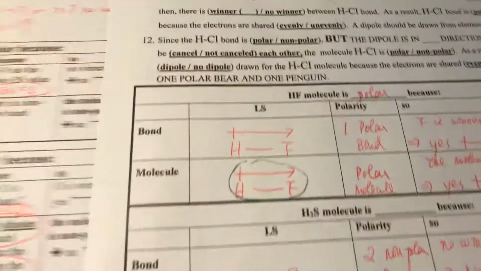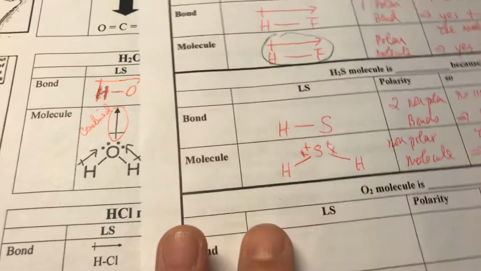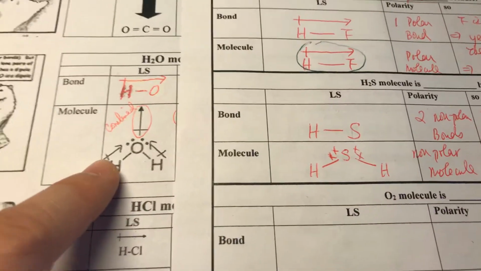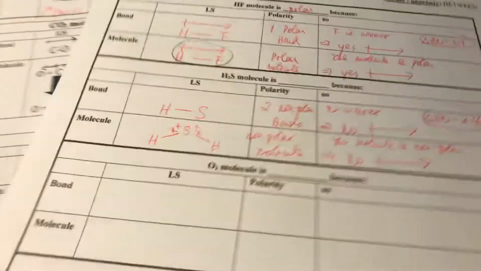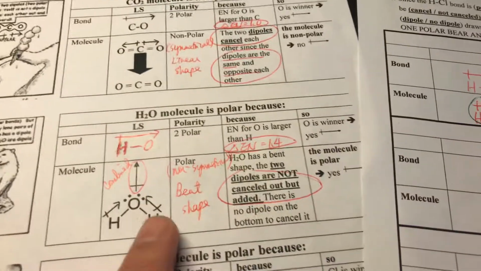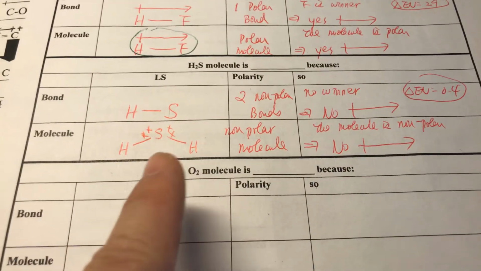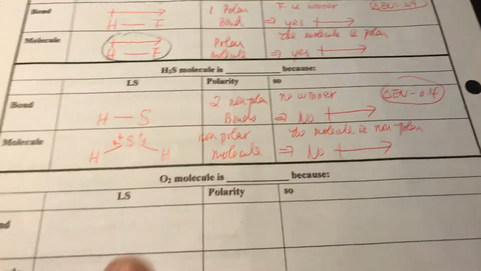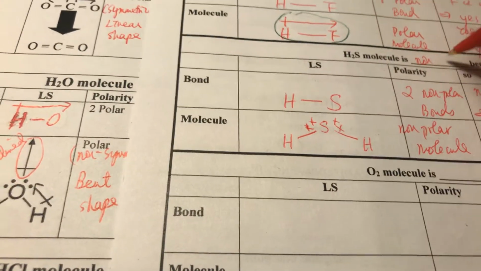the water is different, because they look the same, they're bent shape. But if you compare, why do I need to draw a dipole? It's because for H and O, the delta EN is 1.4. That's why I draw the dipole here. But for H2S, the delta EN is 0.4, so I don't need to draw a dipole. So as a result, H2S is a non-polar molecule, but water is a polar molecule. Okay, so which is different.